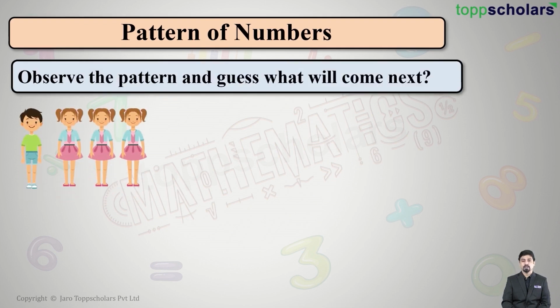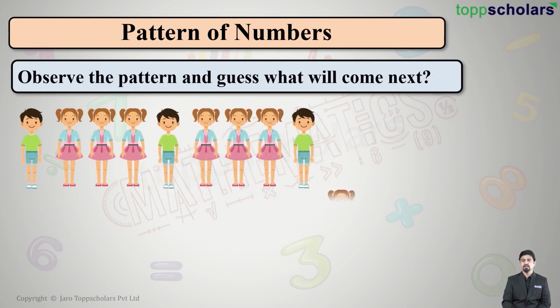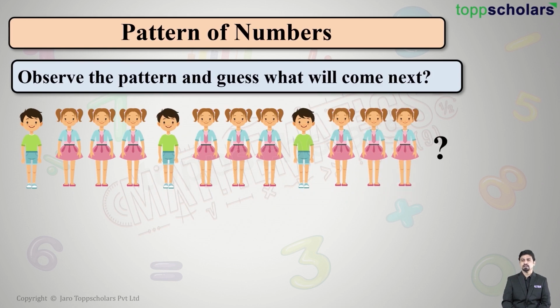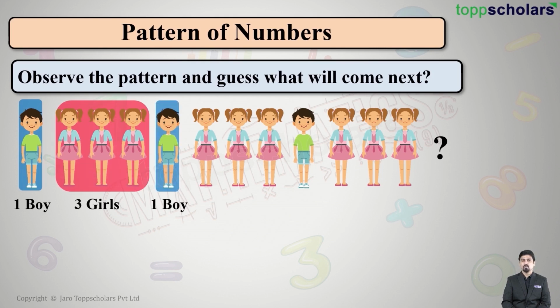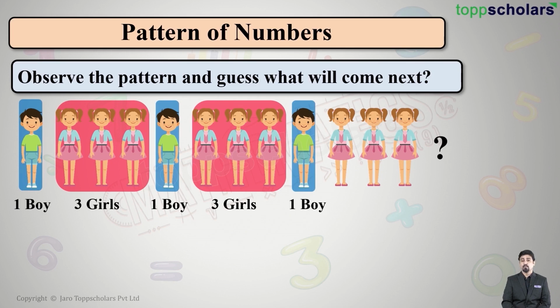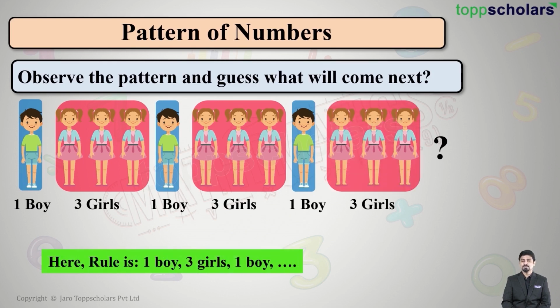We have a boy, 3 girls. Boy, 3 girls. A boy, 3 girls. And question mark. Did we observe a pattern here? Let's go through this again. First we have 1 boy. Then we have 3 girls. 1 boy, 3 girls. What's the rule? The rule is 1 boy, 3 girls, and so on. At the end, we have ended at 3 girls. So after that, again I will have 1 boy.